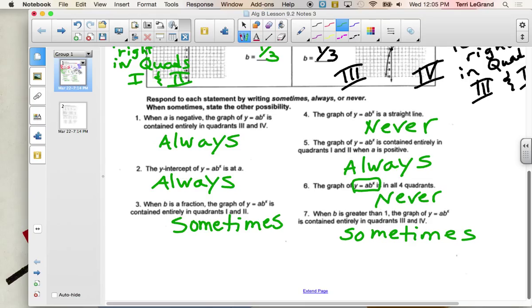Now, when you're doing your graphing, when you're doing your homework, you're actually going to use this sheet to refer to and say, okay, here's the kind of graph I should end up with. If I don't, something went wrong.